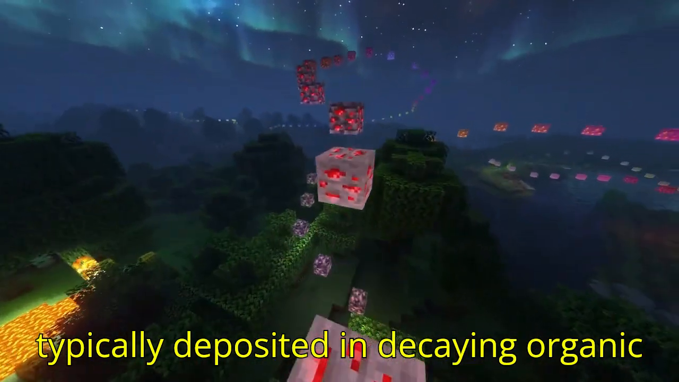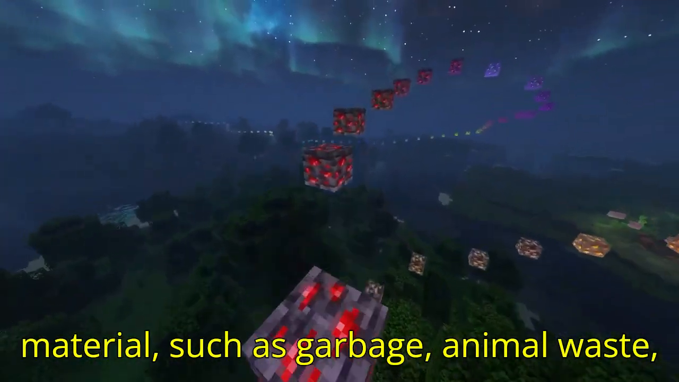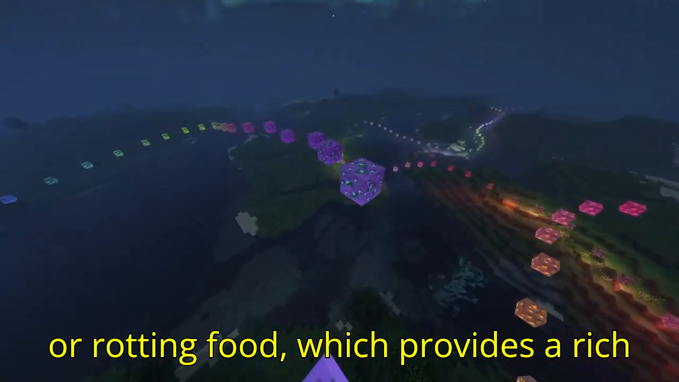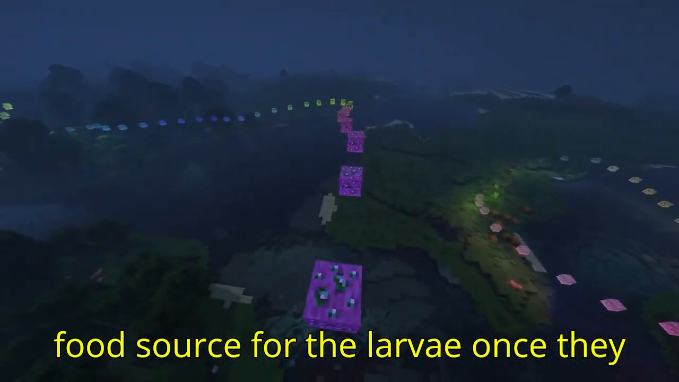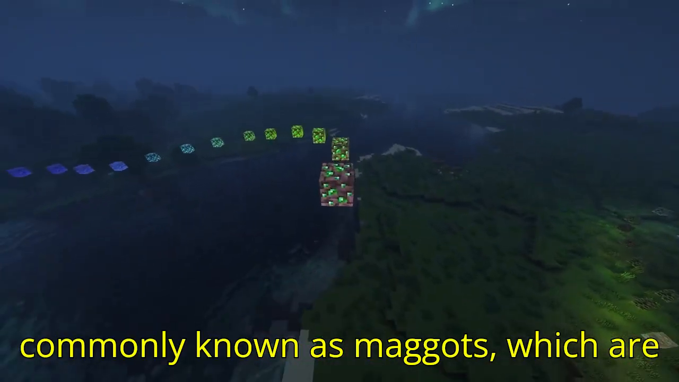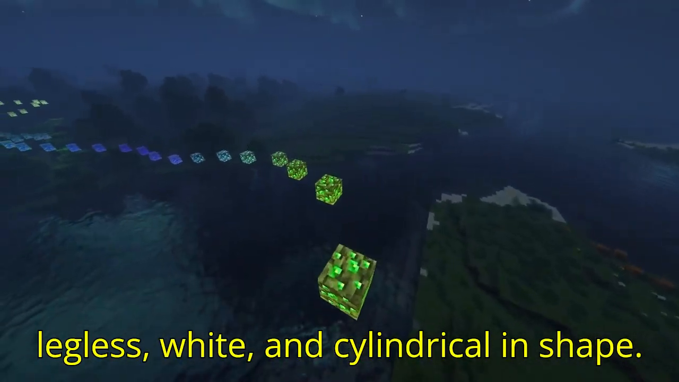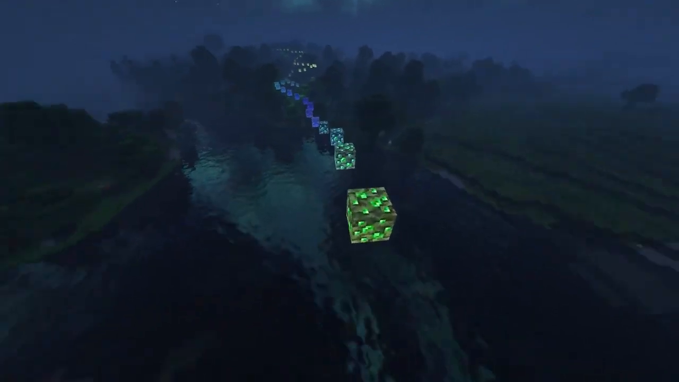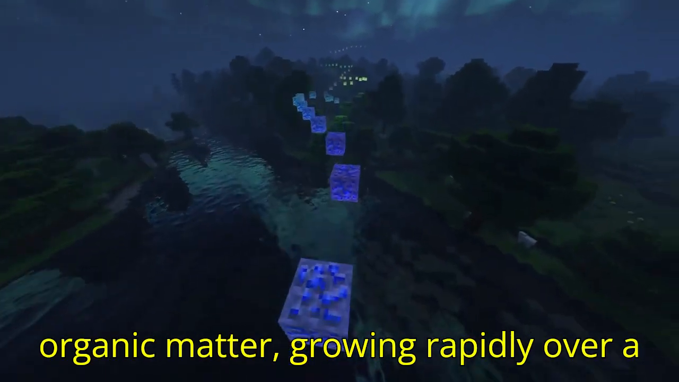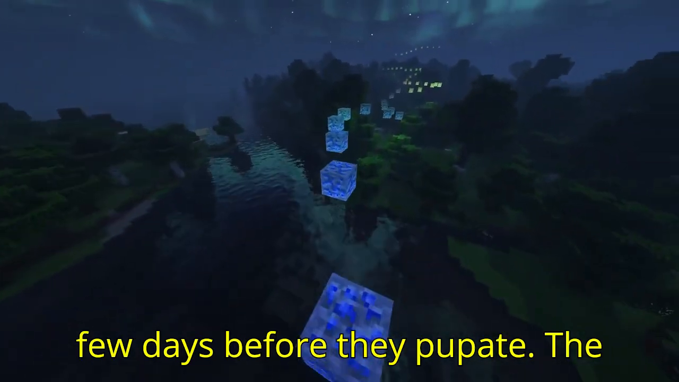These eggs are typically deposited in decaying organic material, such as garbage, animal waste, or rotting food, which provides a rich food source for the larvae once they hatch. The eggs hatch into larvae, commonly known as maggots, which are legless, white, and cylindrical in shape. Maggots feed voraciously on the decaying organic matter, growing rapidly over a few days before they pupate.